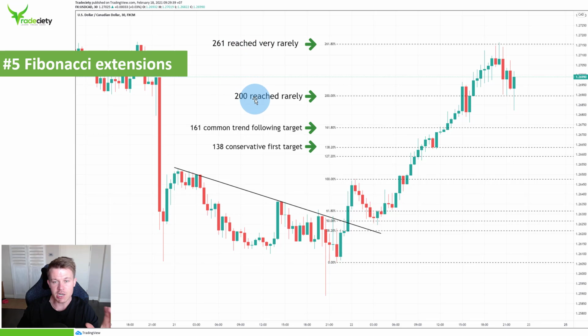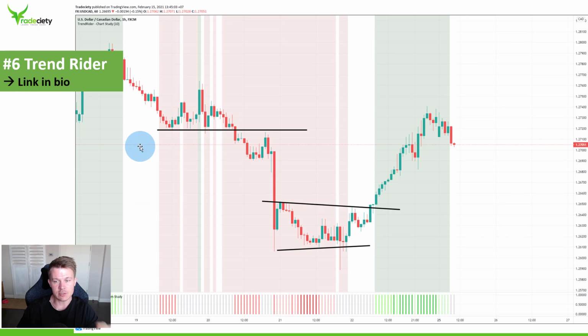if you go for those huge levels. However, another alternative could be that you use 138 for your first target, maybe you scale out 50%, maybe 75%, whatever, and then you just try to keep your position open and let it run to the 200 or 261. Number 6 is based on the trend rider.